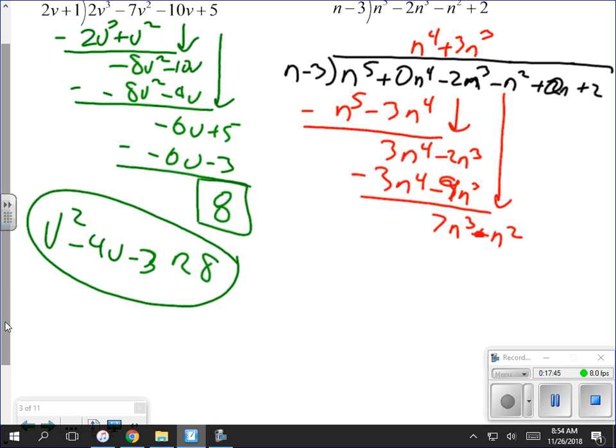N goes into 7n cubed. 7n squared times. Like I said, it's easy when it's just n or x or whatever. There's no number in front. 7n squared times n, 7n cubed. 7n times negative 3, negative 21n squared. Subtract. Negative n squared minus negative 21n squared gives me positive 20n squared. And then bring down my 0n.